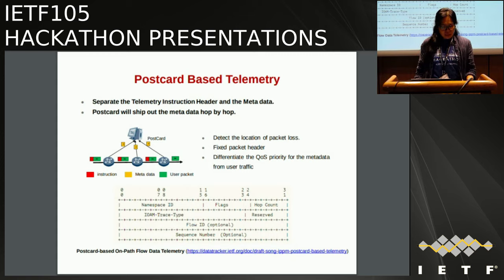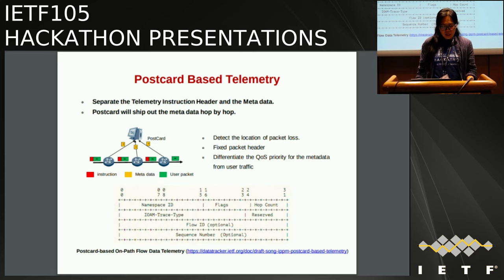So what's the difference between postcard-based telemetry and the IOAM tracing type? At first, we separate the telemetry instruction header and the metadata. As this picture shows, the red one is the instruction, and the yellow one is the metadata. The postcard metadata will be shipped out hop by hop at each node, so the host, as a collector, will get the postcard metadata.